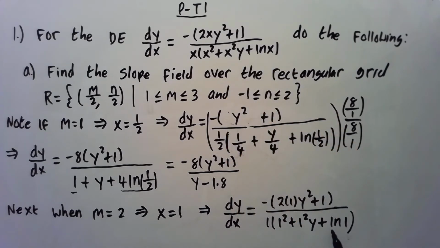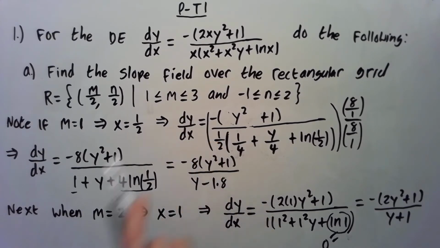And the ln of 1 is 0. So simplifying this, we get dy/dx equals negative 2 times 2y squared plus 1 over y plus 1. Okay, so let's summarize what we have so far. We still need to stick in m being 3, but I'm out of space, so let me just summarize, and we'll go from there.